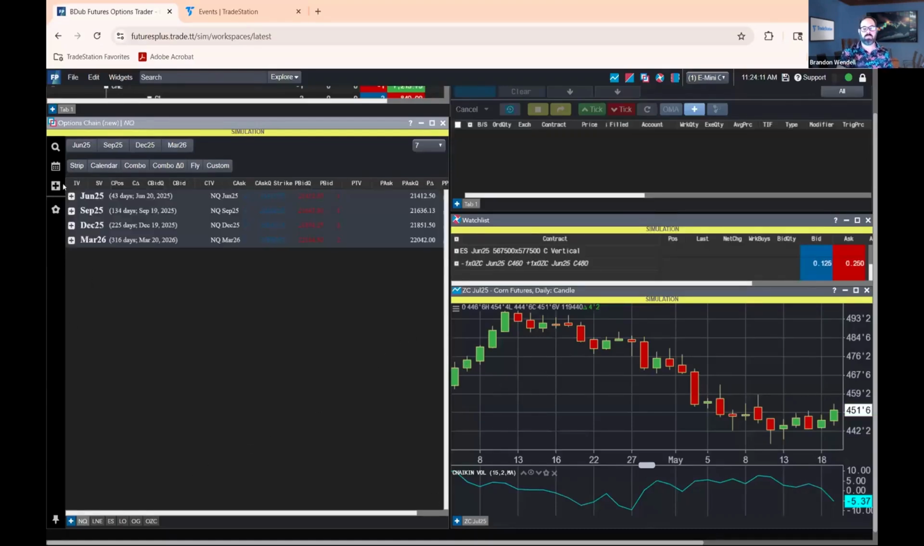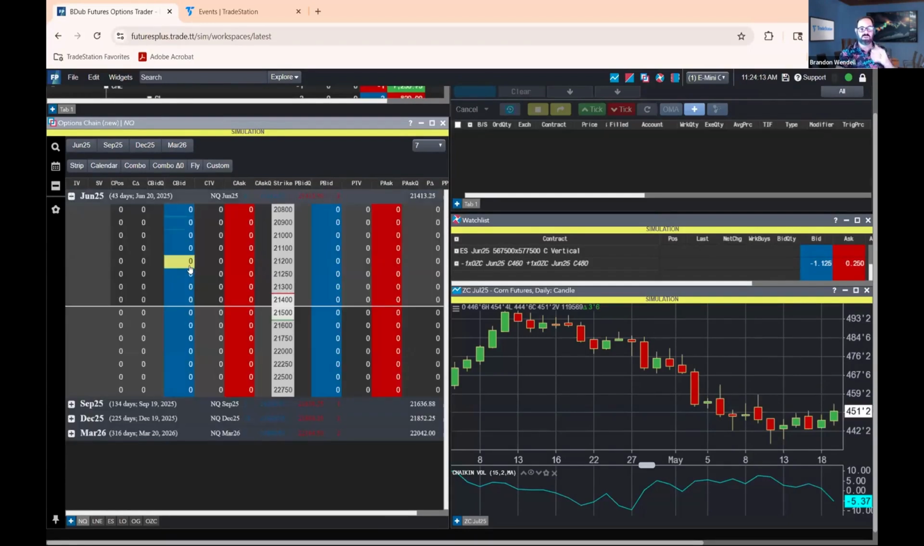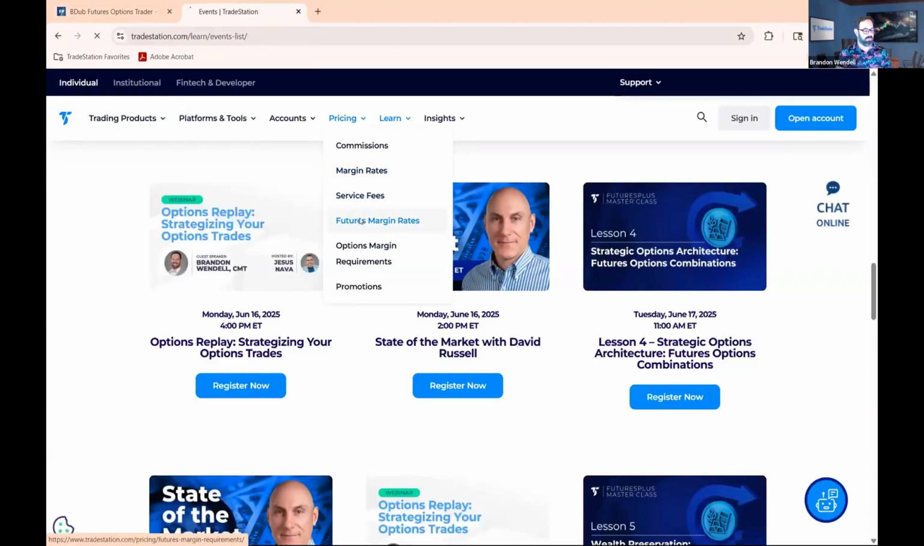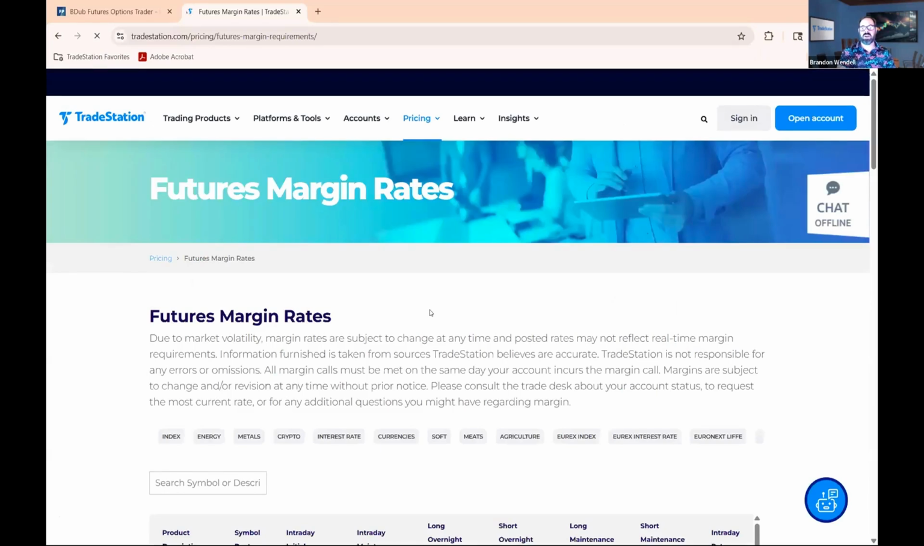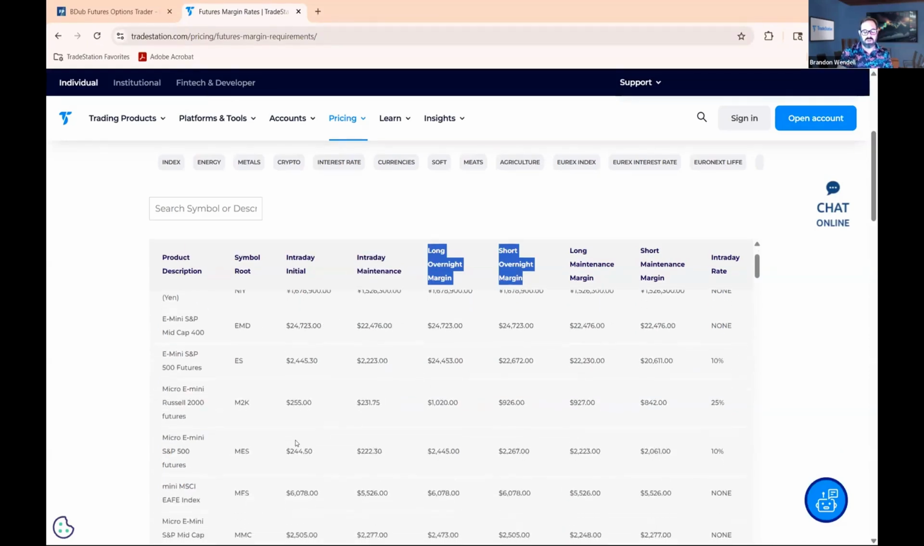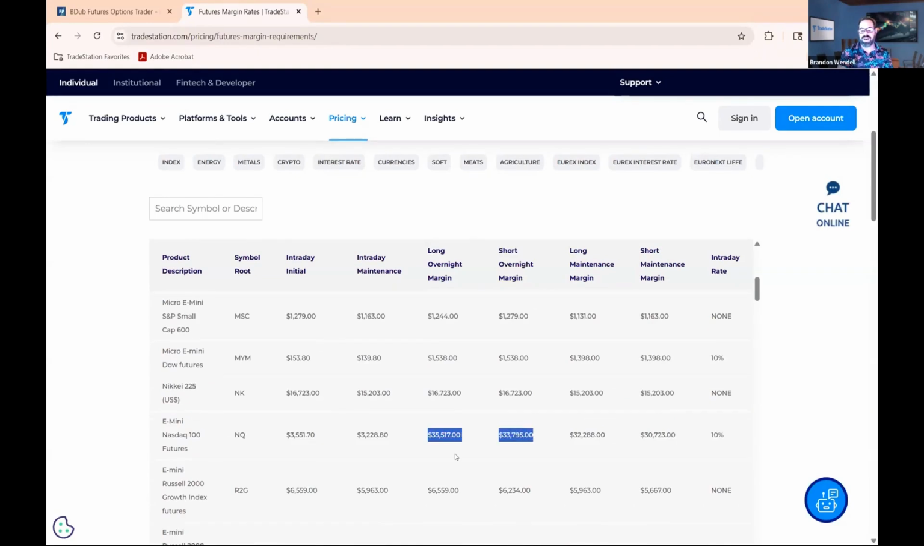But just to give you a quick example, if you want to trade the June 2025 NASDAQ futures, first of all, if I go out to TradeStation and go to pricing, futures margin rates, right? The NASDAQ's expensive to trade overnight. That's not a TradeStation thing. That is the exchange setting the margin rates. So if you take a look at long overnight or short overnight margin for the NASDAQ, where are we? There it is. $35,000 for a long position, $35,517 for an overnight long on the NASDAQ futures contract.